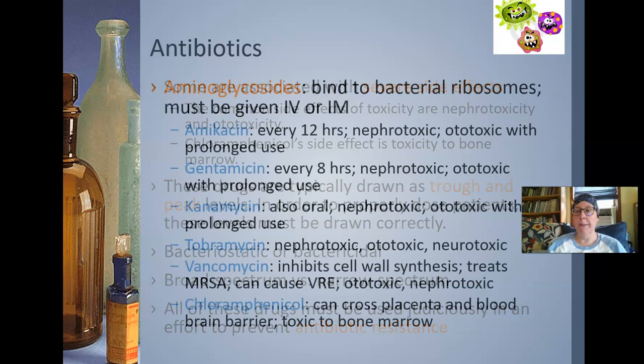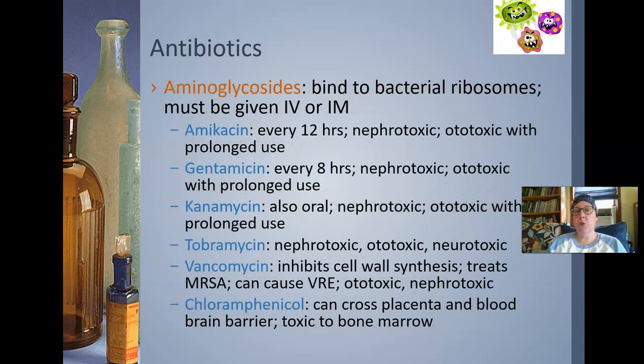All right, so the majority of the antibiotics that have to be monitored are your aminoglycosides. They bind to bacterial ribosomes, which are different from our ribosomes, and interfere then with protein production. And so they are usually given IV or IM. So we have amikacin, which is given every 12 hours. It's nephrotoxic, ototoxic with prolonged use.